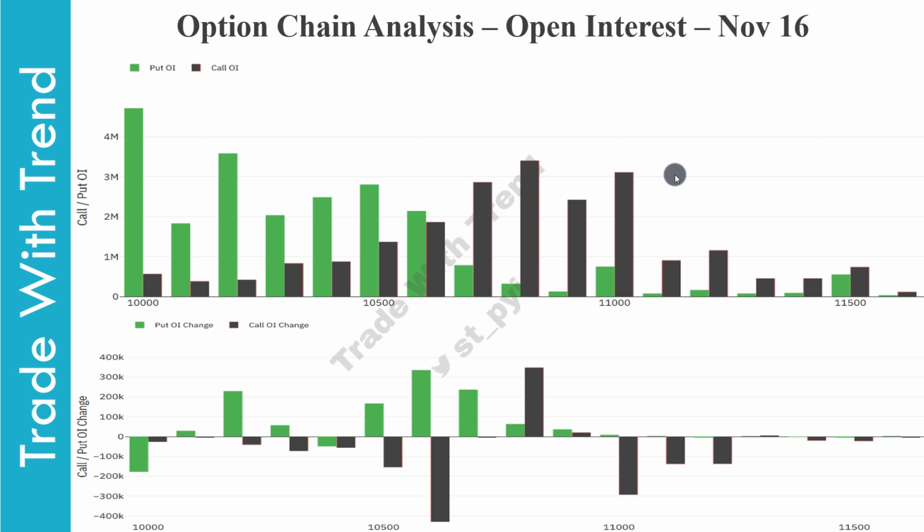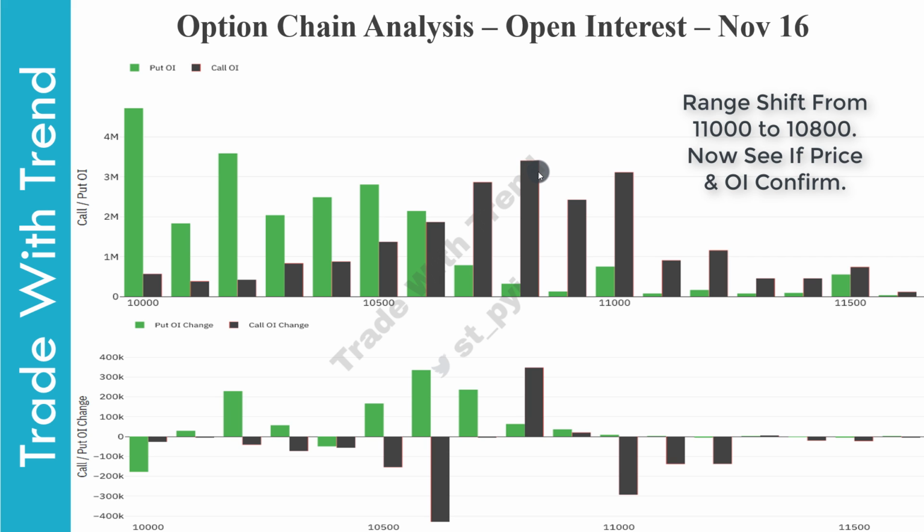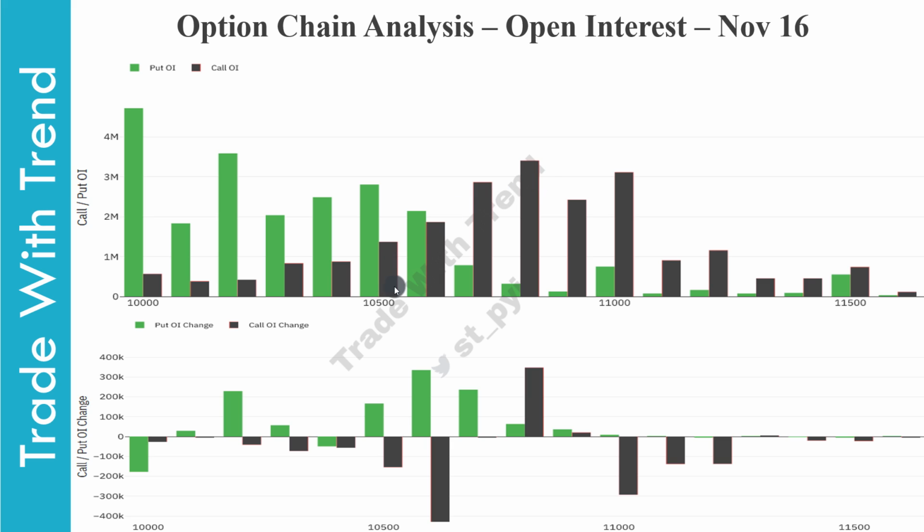So this is the open interest snapshot for November 16th. Range as per open interest is now at 10,000 and 10,800. If you see, upper end of the range has now come down from 11,000 to 10,800. So again, recollect, whenever you see such range shift, always be mindful and always look for confirmation in the next few sessions. As session progressed today, open interest addition was seen at 10,600 and 10,800 put.